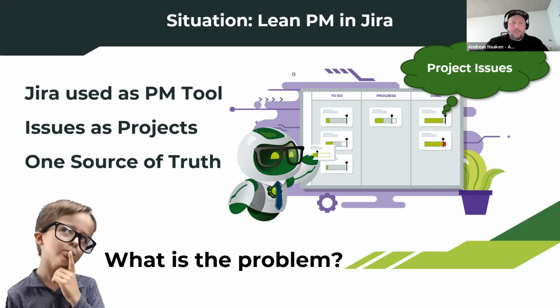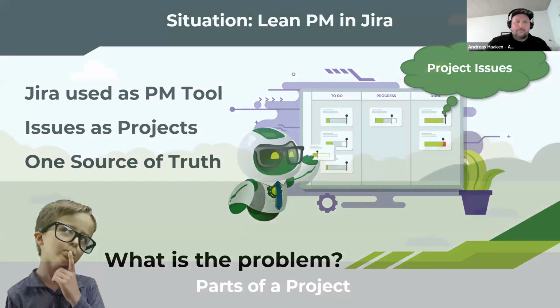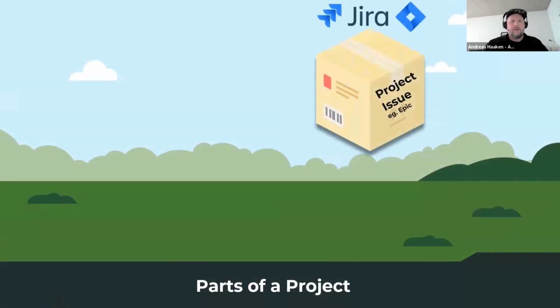I will try to visualize that in the next slide. Wait a second. So if you think of a Jira project, let's say an epic, for instance, to keep it simple, but there are more ways to structure that, of course. If you think of a Jira project as an issue, like an epic, there are related things that belong to your project.